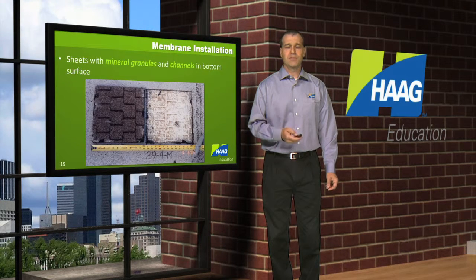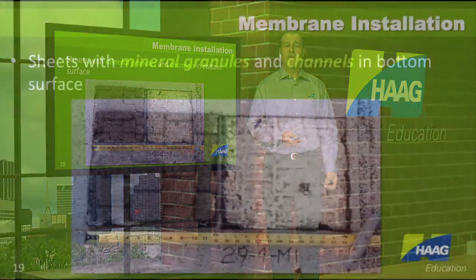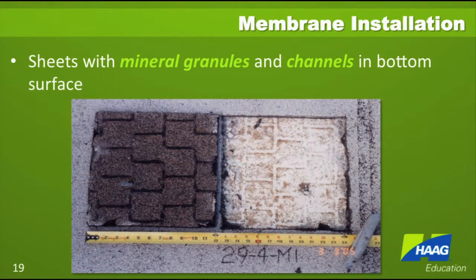In the photograph on this slide, we're looking at one of these types of venting base sheets. If you look at the left part of the photograph, that is the underside of the venting base sheet, which has granules applied in roughly square formations to the bottom of the sheet, but then there's channels in between the areas with granules, and that is designed as the avenue for the vapor to pass through and around that venting base sheet.